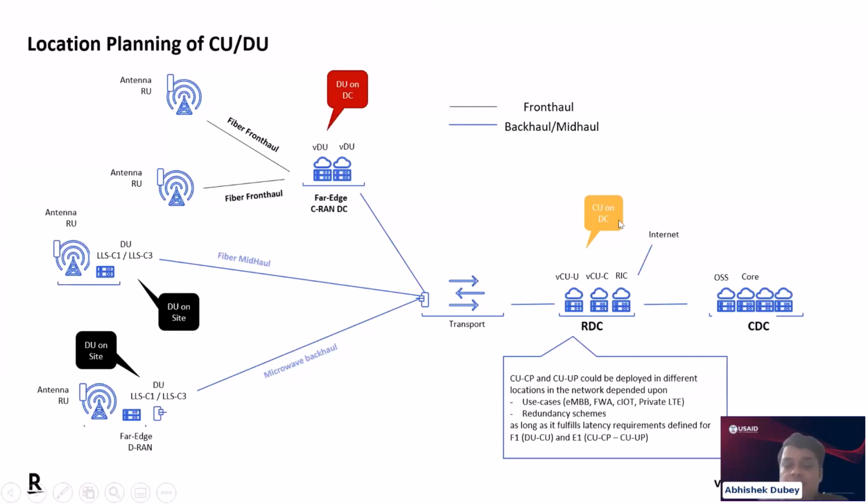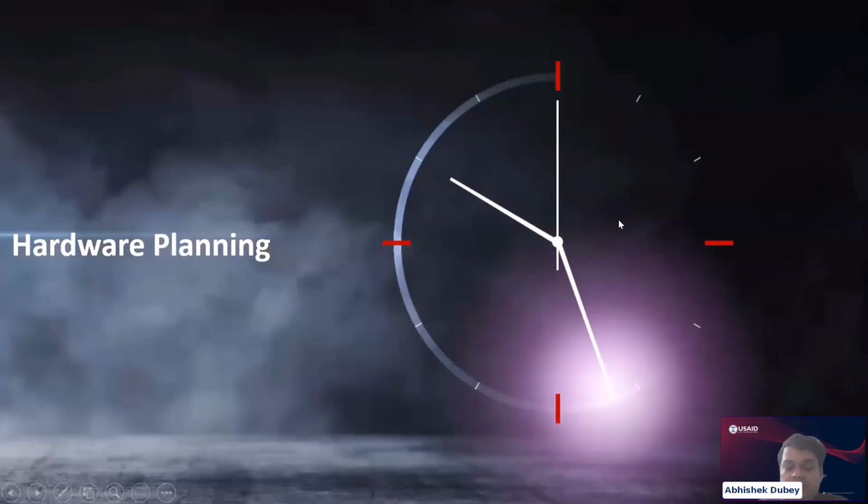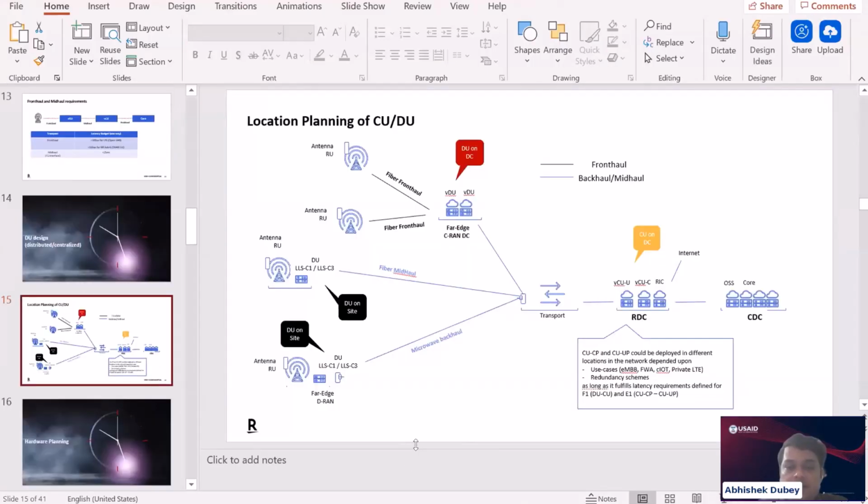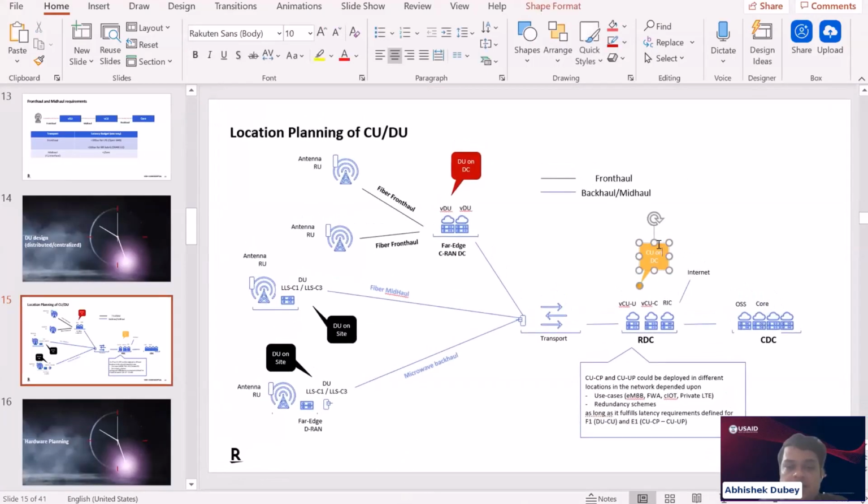If you put this CU, sorry, let me go back. If you put this CU on this edge data center, what will happen? You cannot use this CU's resources. Let's say this CU you have installed here. Now, can you connect these sites, these DUs, to this CU?